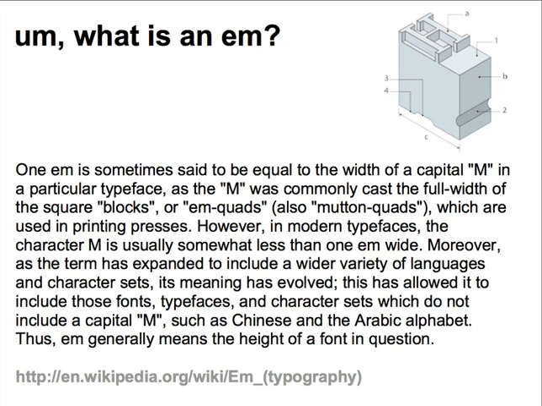This comes from Wikipedia. So 1em is sometimes said to be equal to the width of a capital M in a particular typeface, as the M was commonly cast the full width of the square blocks, or em quads, also mutton quads, which are used in printing presses. So in modern typefaces, the character M is usually somewhat less than 1em wide. Moreover, as the term is expanded to include a wider variety of languages and character sets, its meaning has evolved. This has allowed it to include those fonts, typefaces, and character sets which do not include a capital M, such as Chinese and the Arabic alphabet. Thus, em generally means the height of a font in question. So that's where the term comes from.